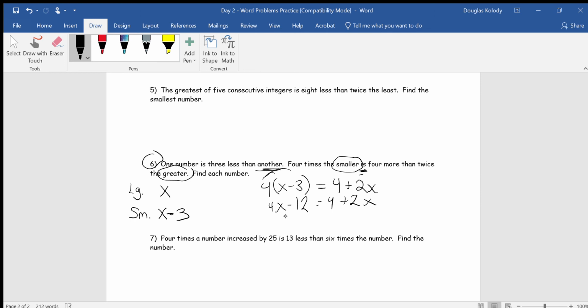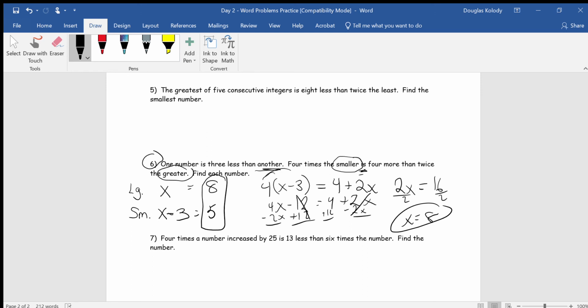All right, I'm going to bring the x's to one side. I will subtract 2x over to the left. And then I'm also going to add the 12 over to the right. And so I'll end up with 4x minus 2x, which is 2x, equals 4 plus 12, which is 16. Divide by 2, and x equals 8. So the greater number, the larger number is 8, and then 8 minus 3 is 5. Those are my two answers for number 6.